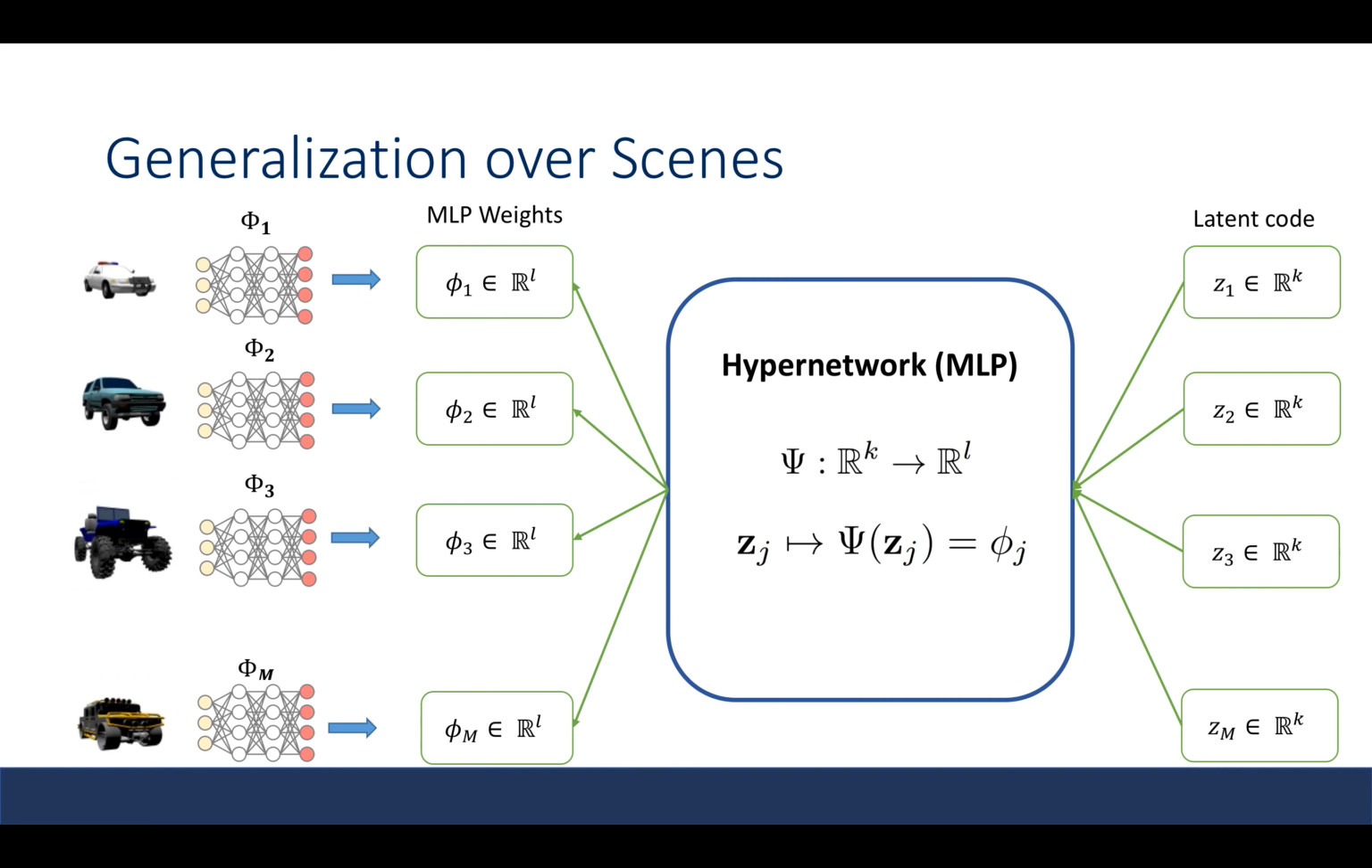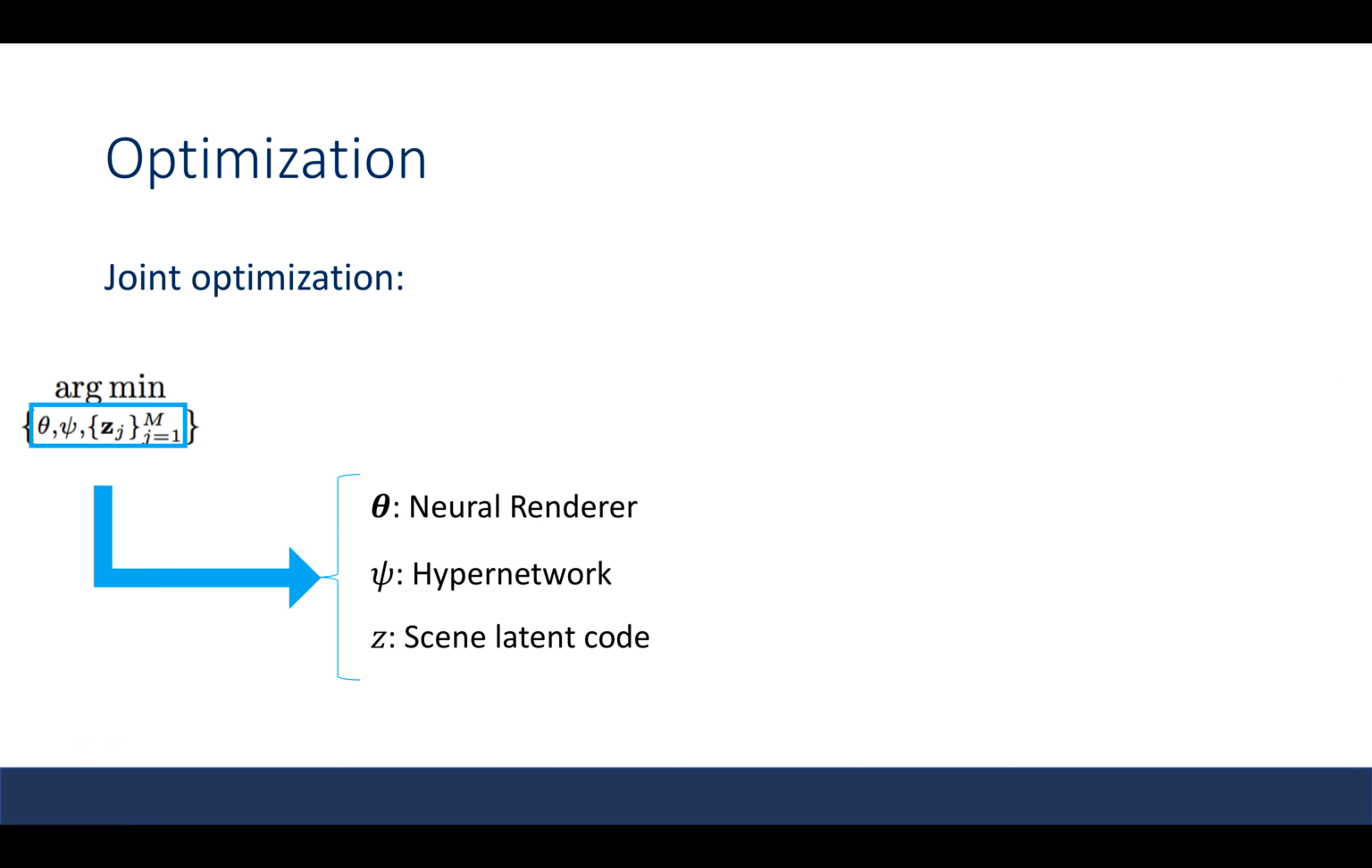Given this code, we can regress the weights of the scene function MLPs with another MLP called a hypernetwork. The latent codes are also free parameters learned individually for each scene. So to find the optimal model, we minimize a loss function with respect to model parameters, which includes those for the neural renderer, hypernetwork, and latent scene codes.